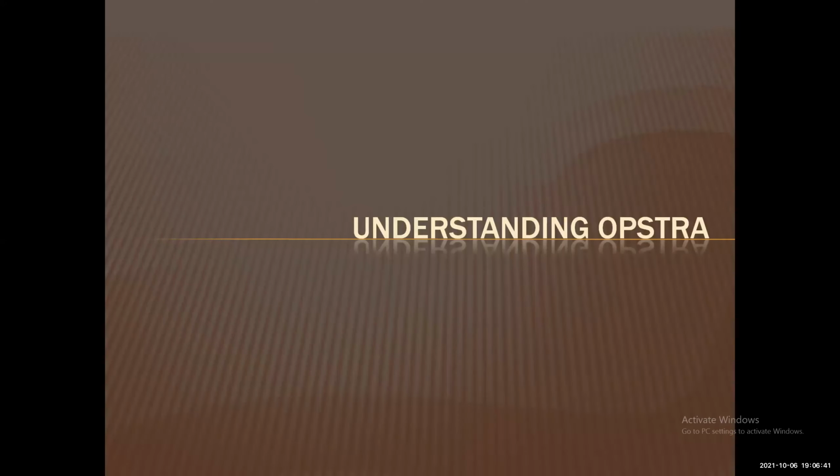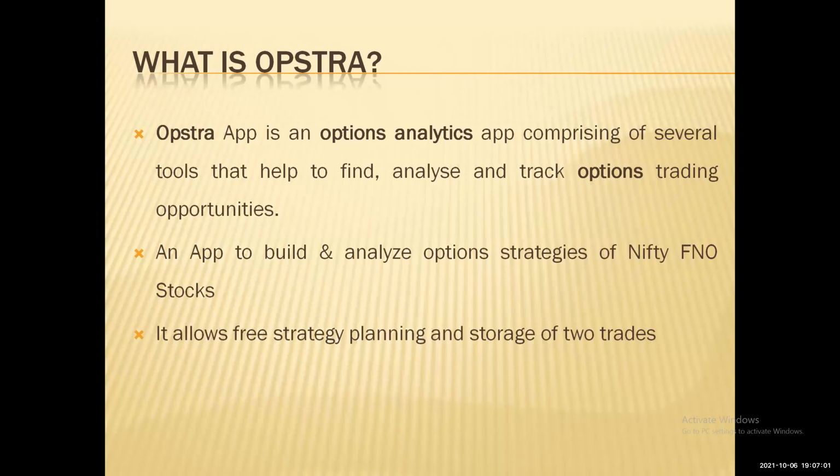A very important thing to understand is how an option works, and on which platform you need to use it. Opstra is one of the platforms which is freely available to all of us. To make any kind of hedge strategy, you need to understand how Opstra works. The Opstra app is an option analytics app comprising several tools that help to find, analyze, and track options trading opportunities. It is an app to build and analyze option strategies of Nifty FNO stocks. It allows free strategy planning and storage of at least 2 trades only.